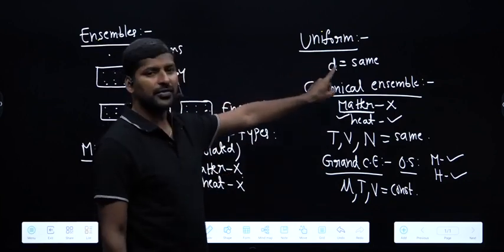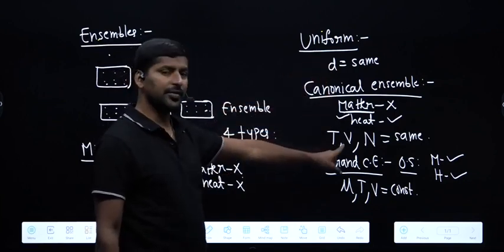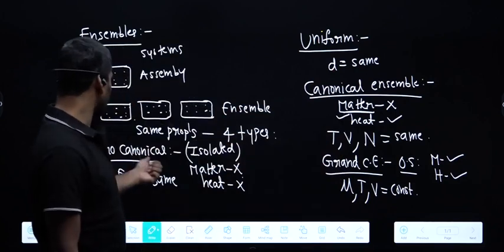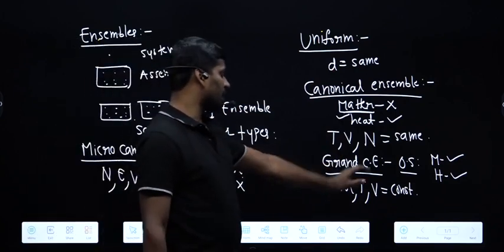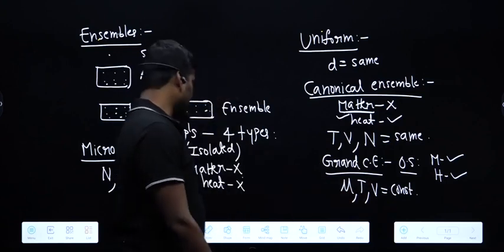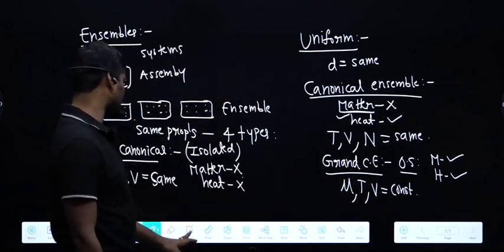And uniform ensemble means density remains the same. Canonical means T, V, N. Microcanonical means E, V, N remain the same, and grand canonical means T, V, mu remain the same. Okay, this is the concept of ensemble.